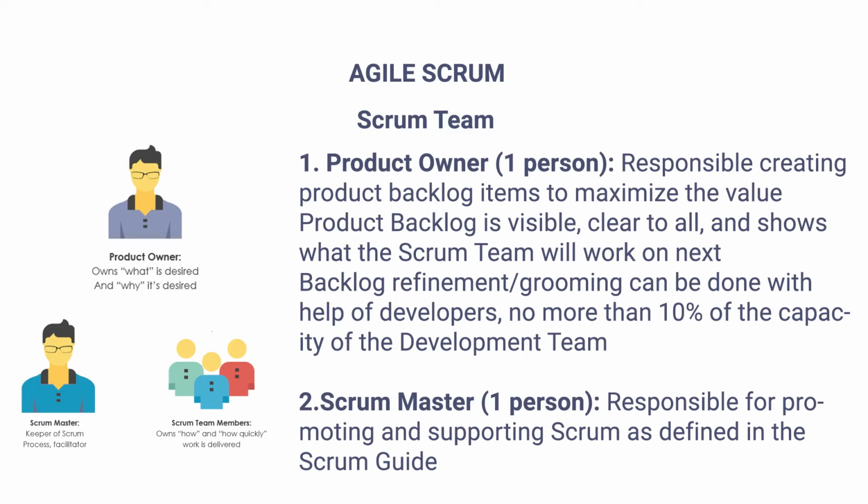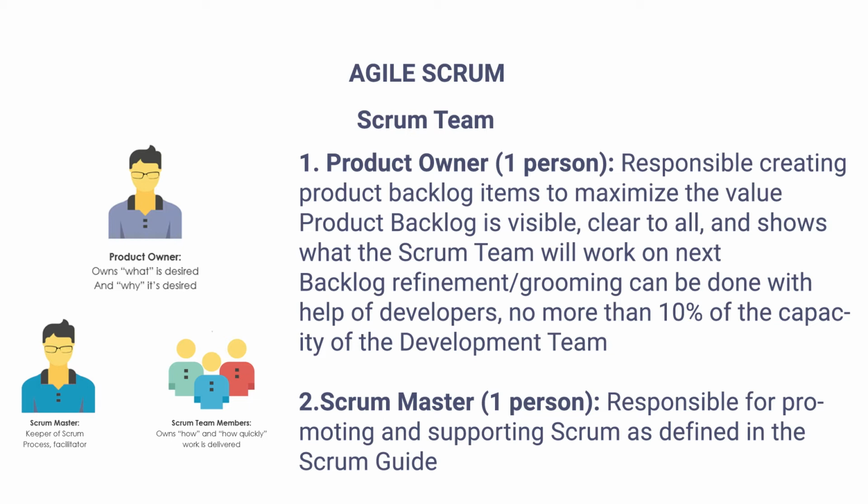The Scrum team includes the product owner, one person responsible for managing the product backlog items to maximize their value. The product backlog is visible and clear to all, and shows what the Scrum team will work on next. Backlog refinement, or grooming, can be done with the help of the developers, using no more than 10% of the capacity of the development team.